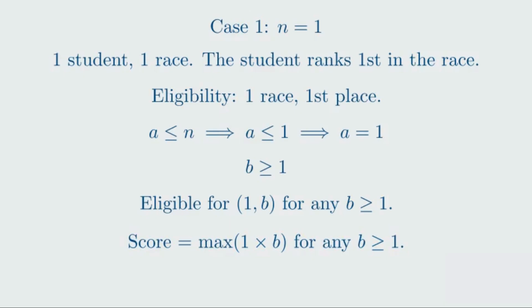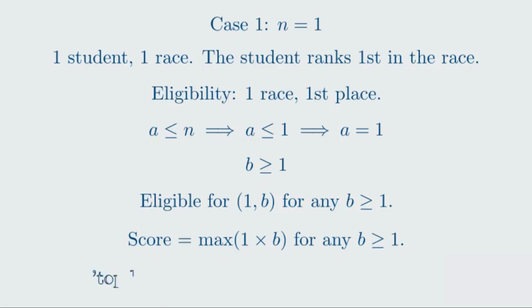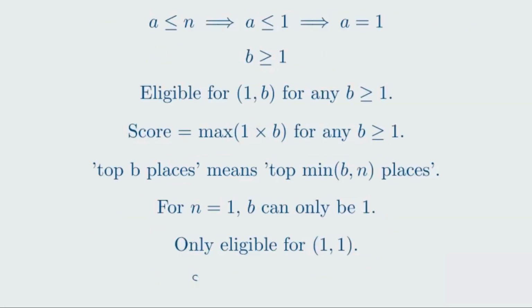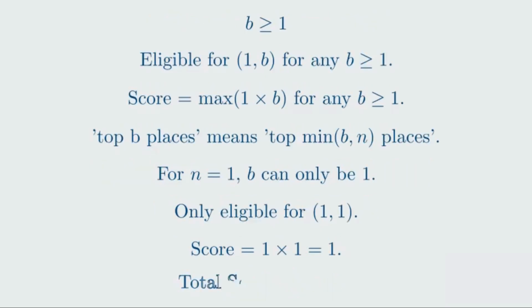Let's look at the wording closely. It says top B places. If B is greater than n, say n plus 1, top n plus 1 places just means all n students. So, top B places is equivalent to top min(B, n) places. This means B can effectively only go up to n. So in our n equals 1 case, B can only be 1. The only eligible rating is 1, 1. The score is 1 times 1, which is 1. The total sum of scores is also 1. This makes more sense. Now let's try the next case, n equals 2.